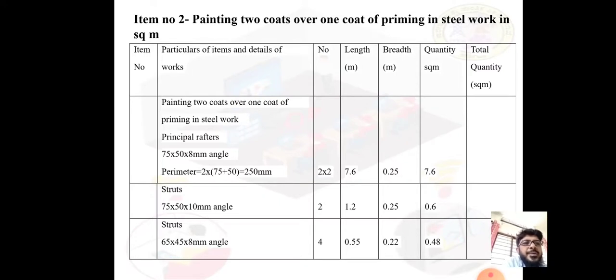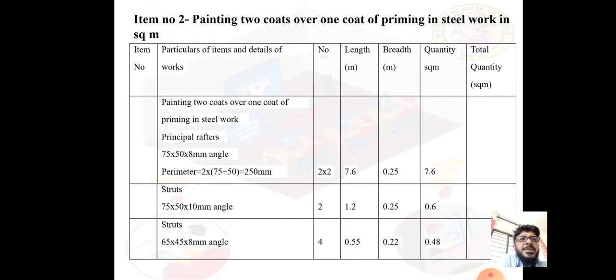So here we have to find the surface area of each section. All the sections are the same as earlier, we just have to calculate the total perimeter of each section. So sections are again given in the steel table. So if you multiply perimeter and length, we will get total surface area in terms of square meter. For example, we start with painting 2 coats over 1 coat of priming in steel work.